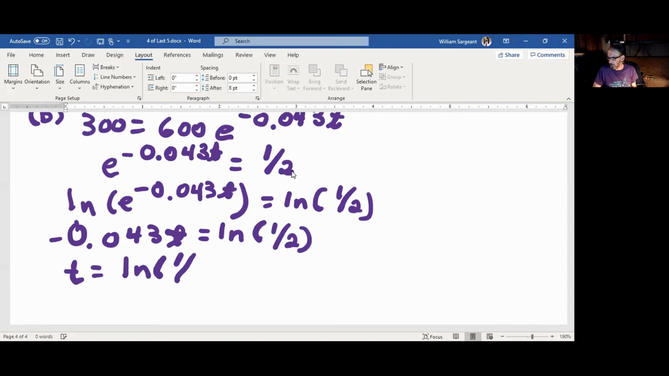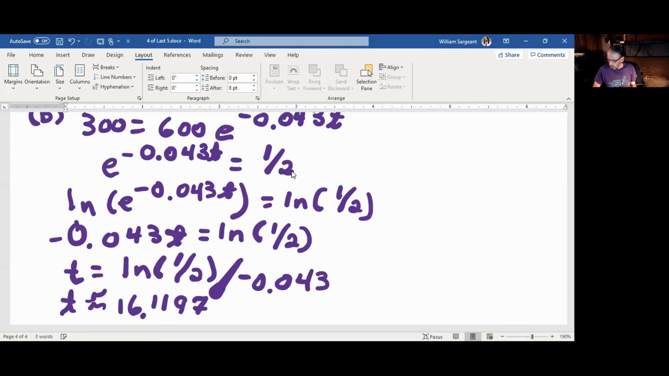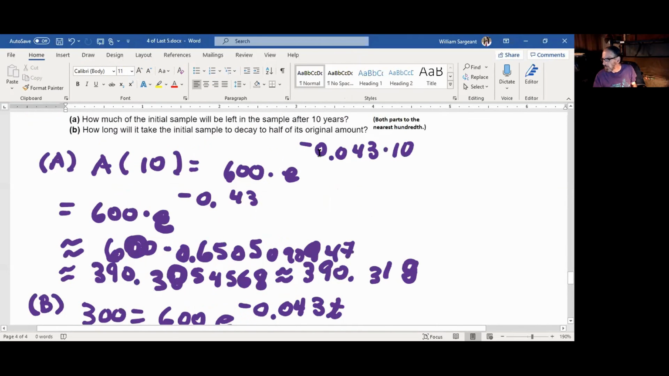Again, you may have a calculator that lets you put this in all at once. If you do, terrific. Otherwise, well, 1/2 is 0.5, so natural log 0.5. That's a negative number, about 0.69 something, but I'm not going to round it, not yet. But by negative 0.043, I'm coming up with t is approximately 16.11970187. That was also supposed to be rounded to the nearest hundredth.